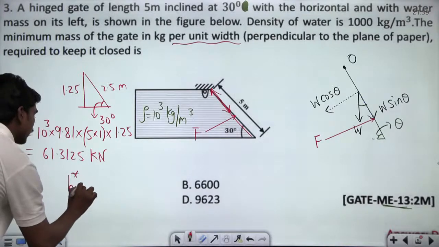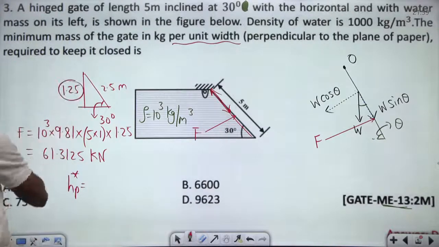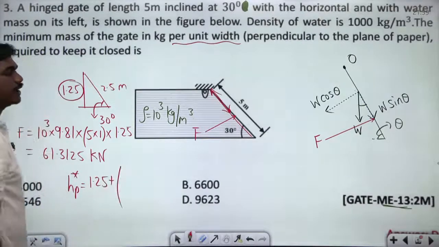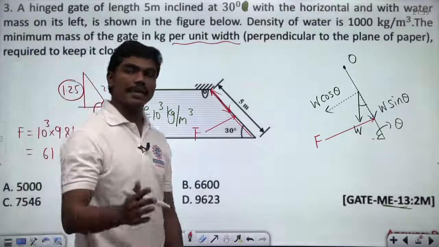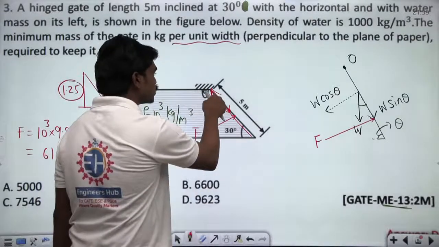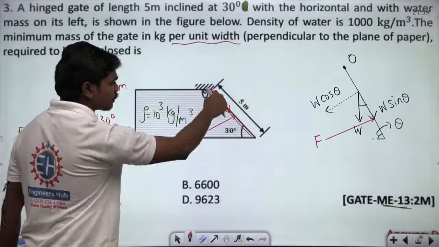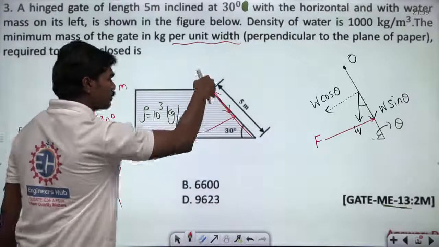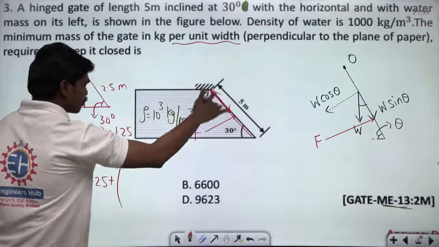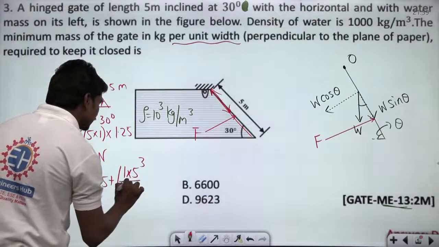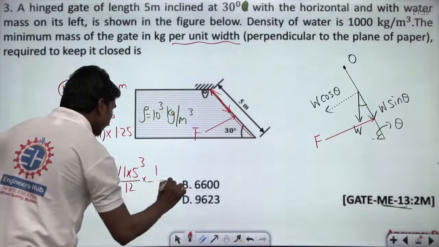This is always equal to h bar, which we have just found, 1.25, plus Ixx sin square theta divided by A h bar. Look, sin theta is the same as sin 180 minus theta, correct? So even if this is 150 or 30, the values remain the same. So Ixx, basically this is a plate of 5 meters length and width 1 meter. So if you apply the moment of inertia about its centroid, b d cube by 12, it's a rectangular plate, so 1 into 5 cube by 12.